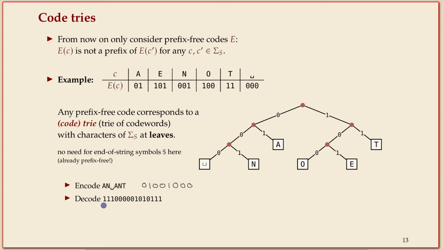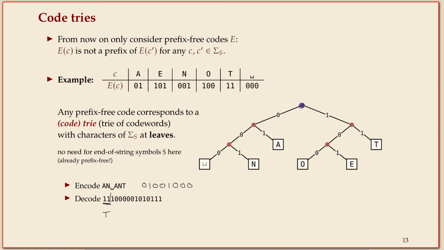We process this text left to right, but we traverse in the trie while doing that. So we read the first one, and then the second one, and that brings us to a T. So these two correspond to T. And as soon as I reach the leaf, I know I found the first character. So I cut off these first two, and then start at the root again for the next character.